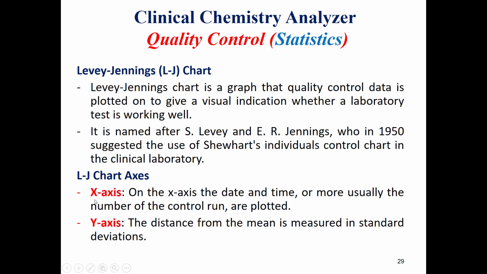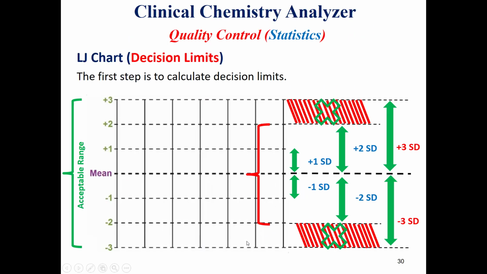We have to access the x-axis and the y-axis. The x-axis represents date and time, and the y-axis represents the distance of standard deviation from the mean. This is the acceptable range.